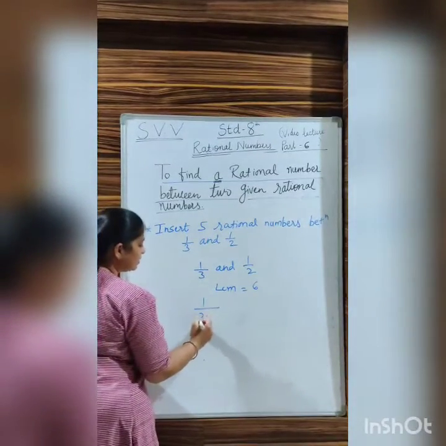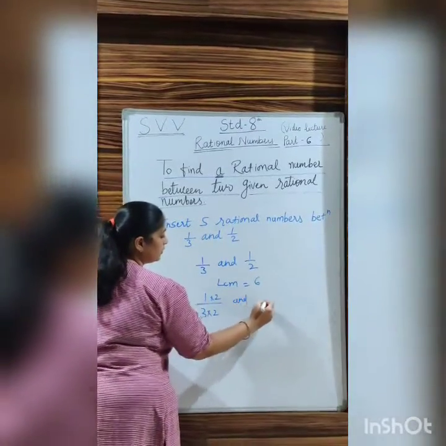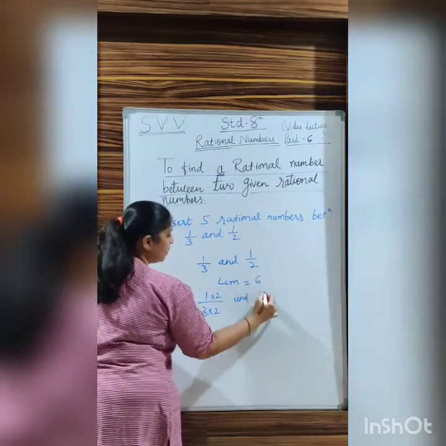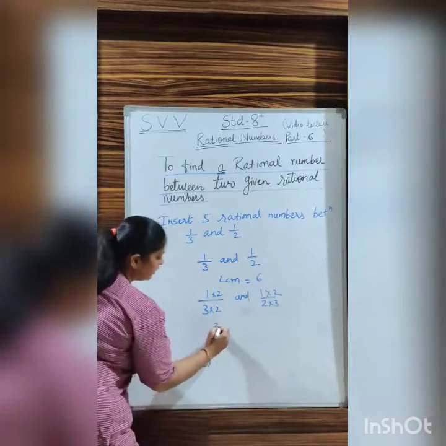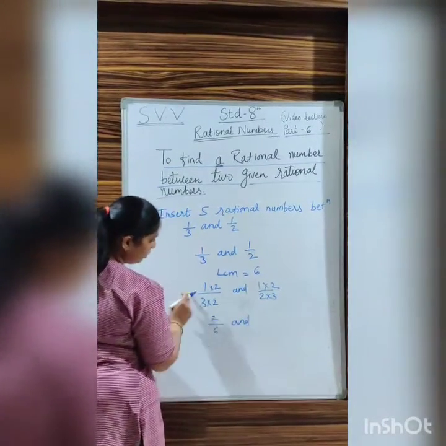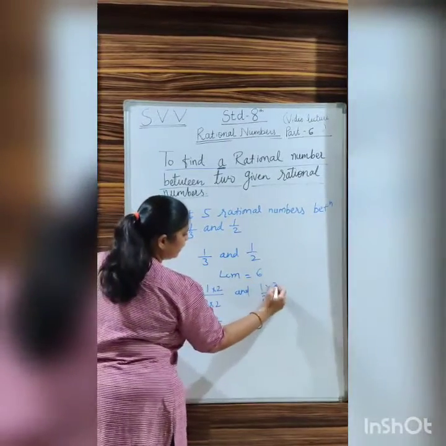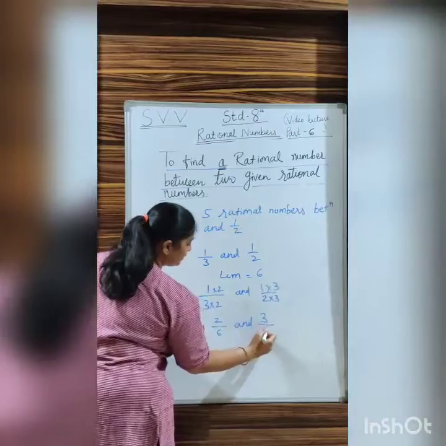For making the LCM 6, we are multiplying by 2 and here we will multiply it by 3. So what will be your answer? It will be 2 by 6 and 3 by 6.